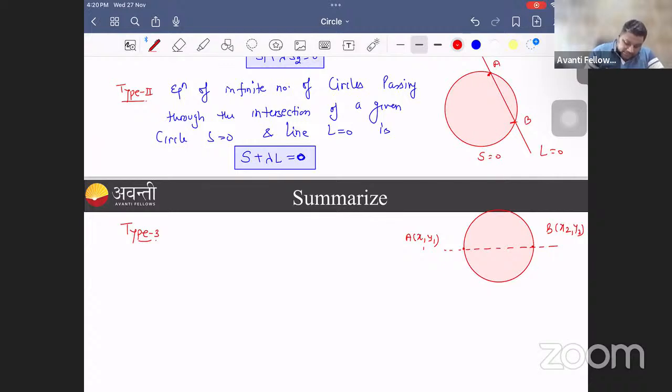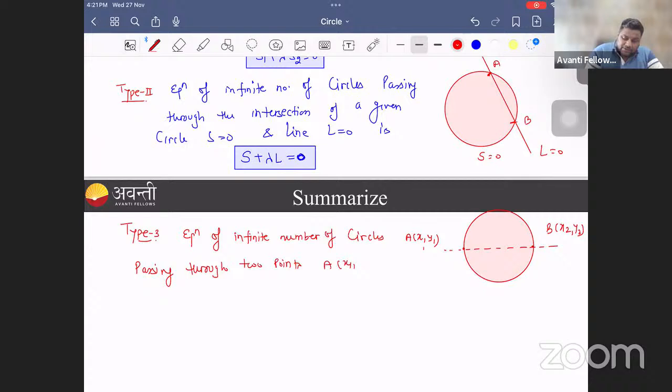So the type is equation of infinite number of circles passing through 2 points A x1 y1 and B x2 y2 is S, circle in the diametric form, S_D plus lambda times this line AB equals to 0. You know how to write the equation of AB, and you know how to write the equation of diametric form of circle.